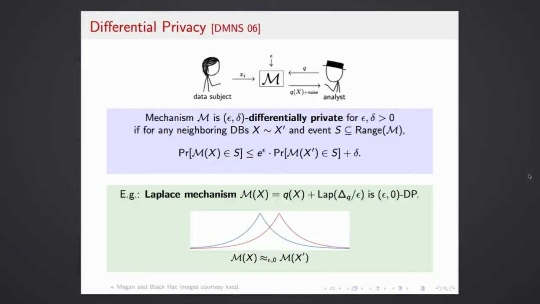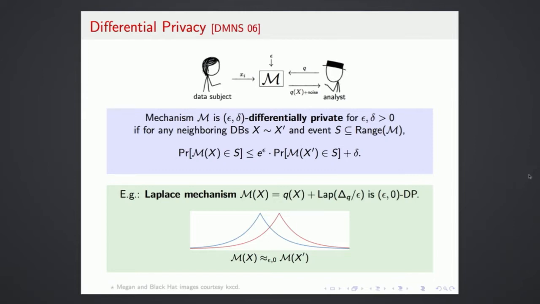Okay, so your first crash course on differential privacy. The setting is that we have several data subjects and somebody who wants to analyze their data. The data subjects give their data to a mechanism, and the mechanism does some differential privacy magic, and it responds to an analyst's query by adding some noise to that. So that can be done in some type of complicated way. Now, these mechanisms typically are parameterized by this value epsilon.